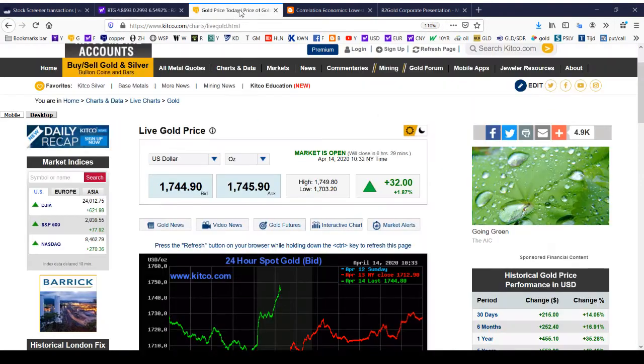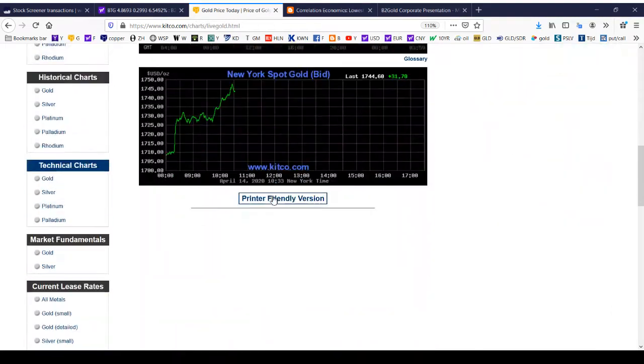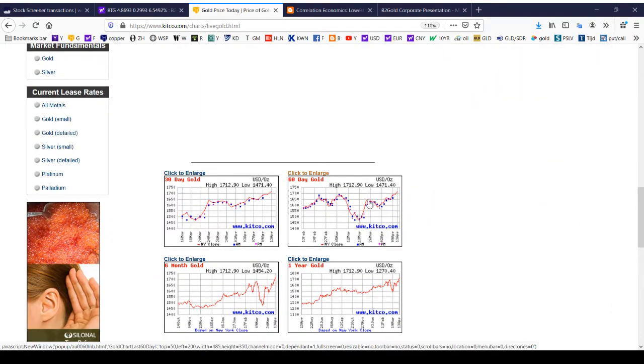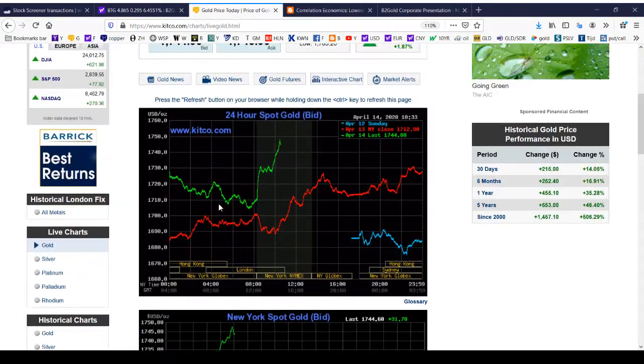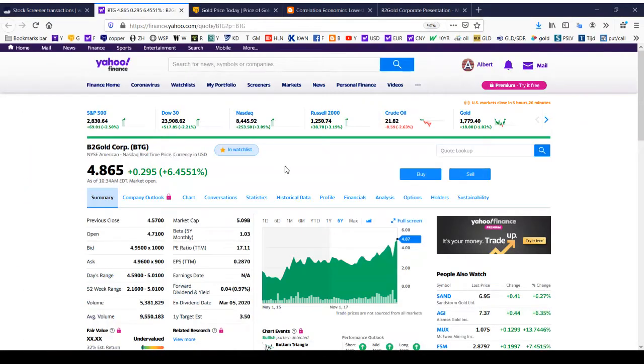Of course, because gold is going up here. It has this head and shoulder pattern and it has broken out of the 1700, so we need to bet on this. Gold is going much higher and I believe that B2Gold is one of the best mines out there.